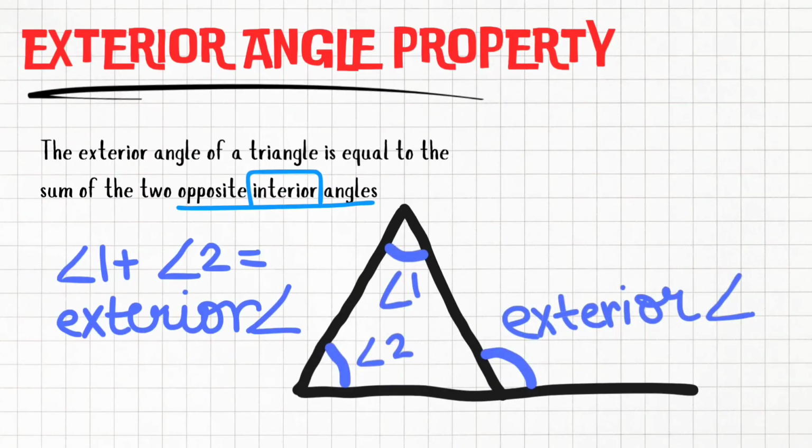Now let's discuss the properties. The first is exterior angle property. Here, an exterior angle is equal to the sum of two opposite interior angles. Therefore, angle 1 plus angle 2 will be the same as the exterior angle.